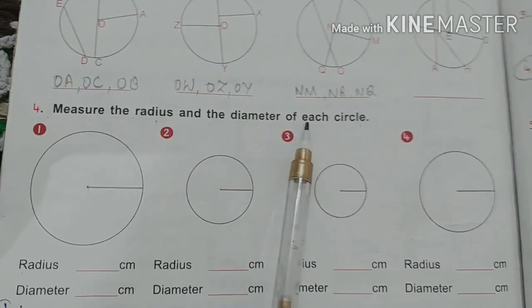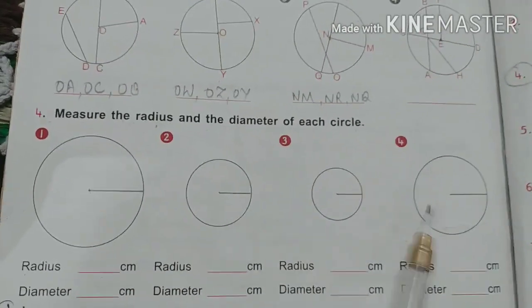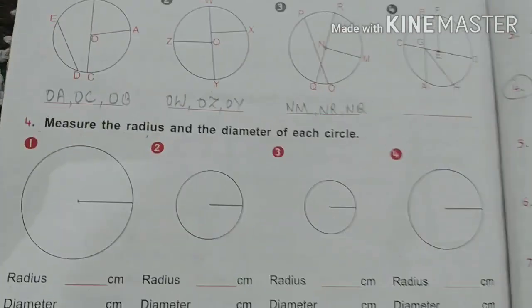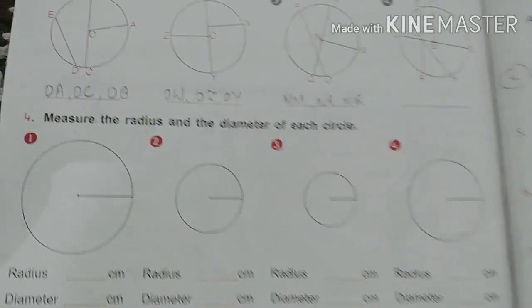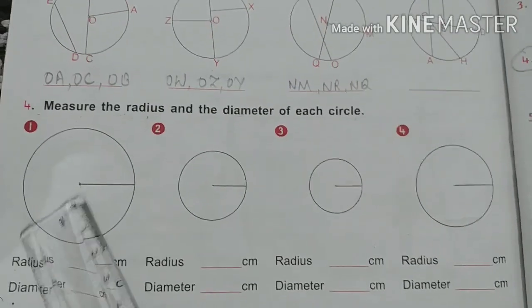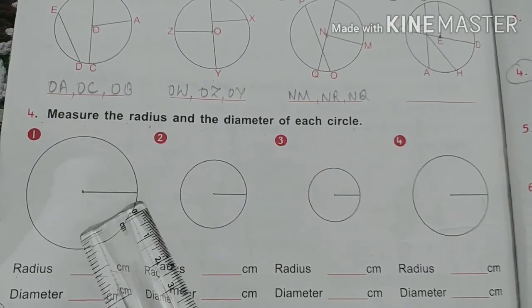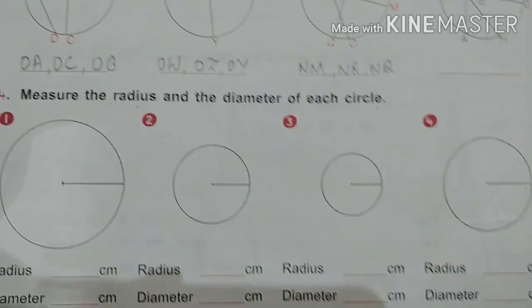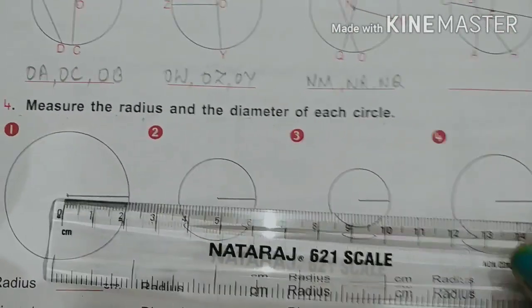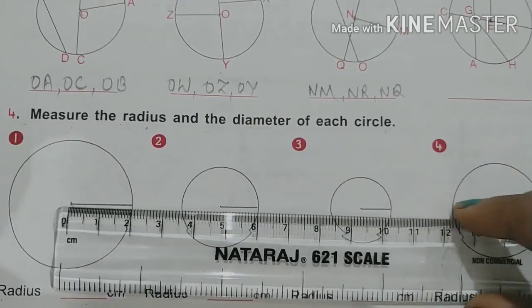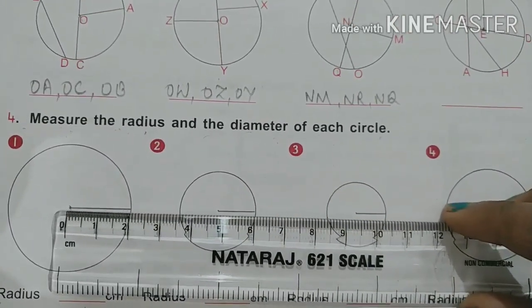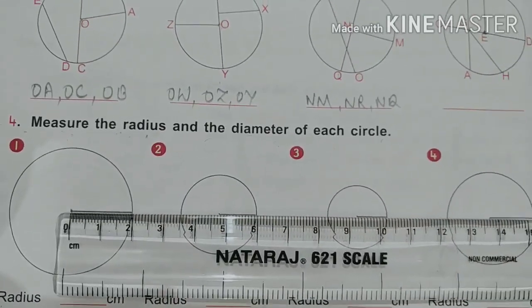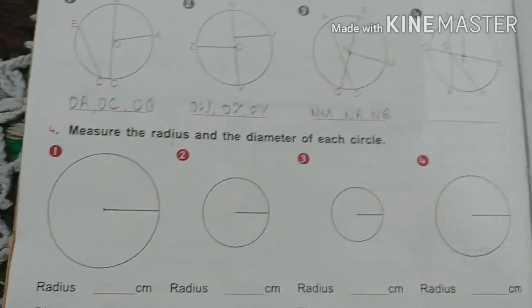Measure the radius and the diameter of each circle. Here 4 circles are there and here the center of the circle is given. Now what you have to do, from that center of the circle you need to join the circumference. Okay. And when you join the circumference of the circle, you will get the radius. Now measure the radius by using your scale like this. This is 2 centimeter.